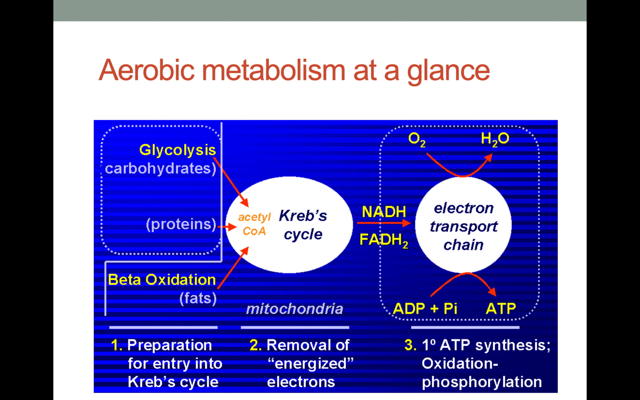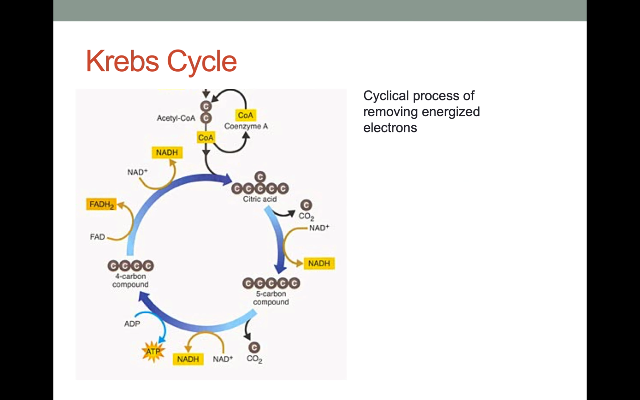Finally, we have oxidative phosphorylation, or the electron transport chain. And this is when we use the energy of those hydrogen molecules and electrons that were removed during the Krebs cycle, and we use them to rebuild ATP. Our final product is going to be ATP and water.